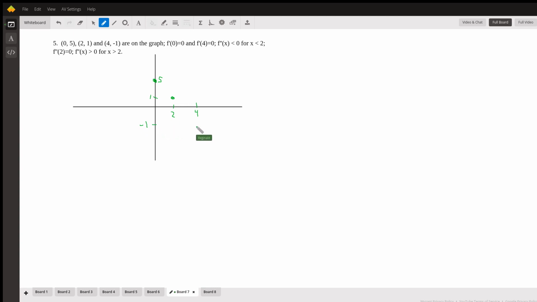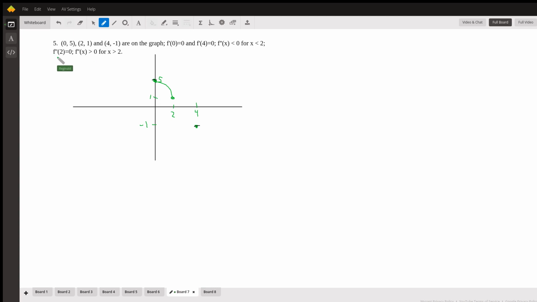Okay, let's see what we have. F prime of 0 is 0. All right, so I can draw a line straight through here as such. F prime of 4 is 0. So we're concave down when x is less than 2. All right, so it's going to be a frown. It's going to be an upside down U, just like that.